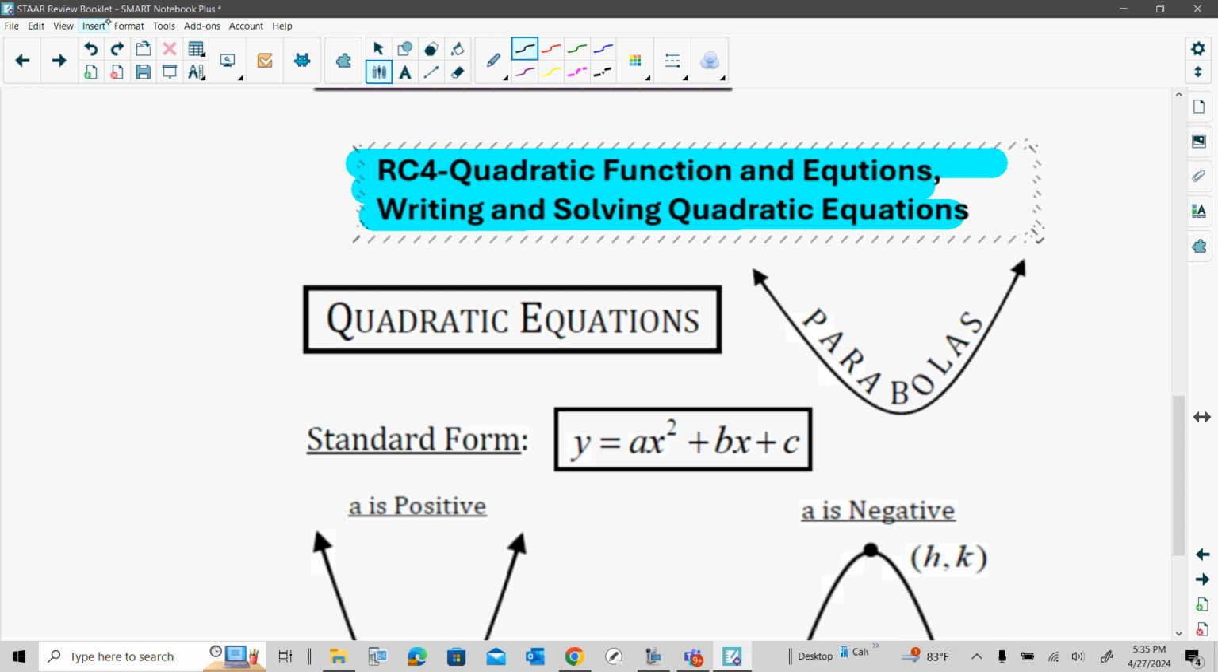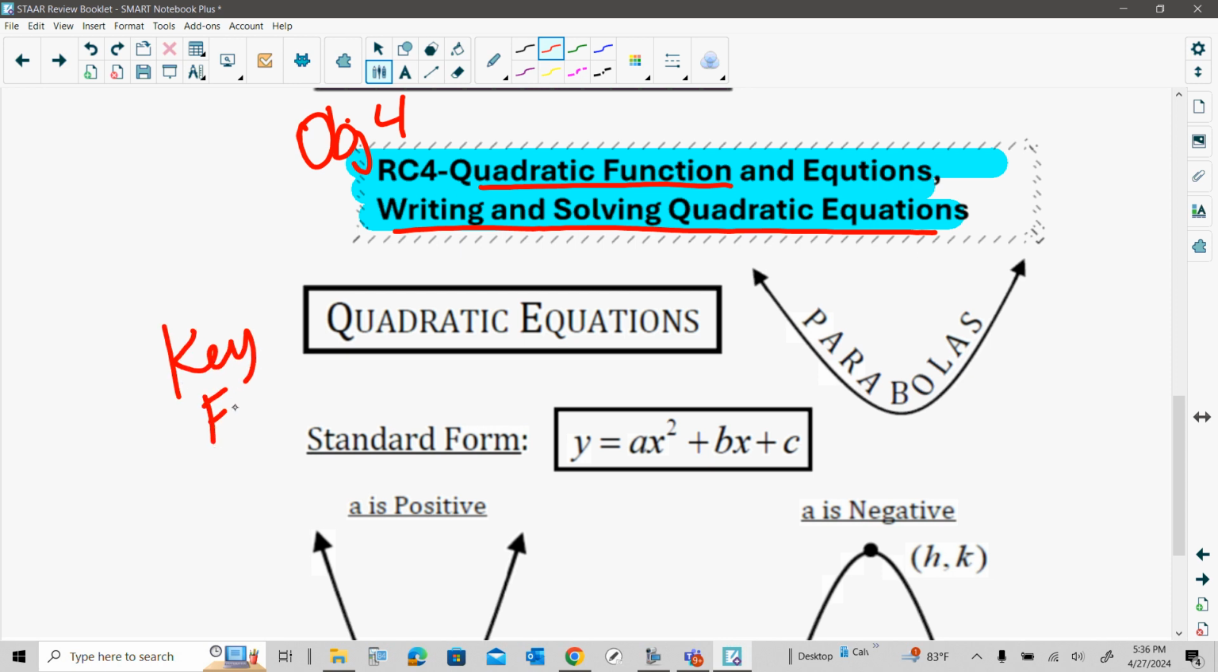All right, so for RC4 or our objective 4, this is when we get into quadratic functions and equations, writing and solving the equation. So our quadratic function or equation, this is when we have our parabola. So these are some key facts that we need to be able to know how to use.